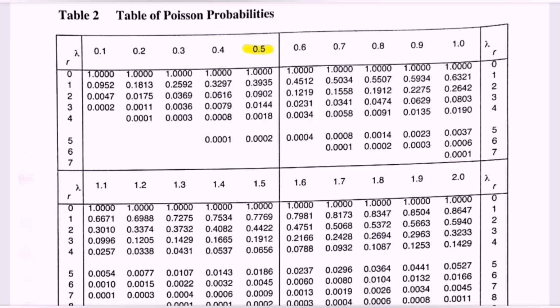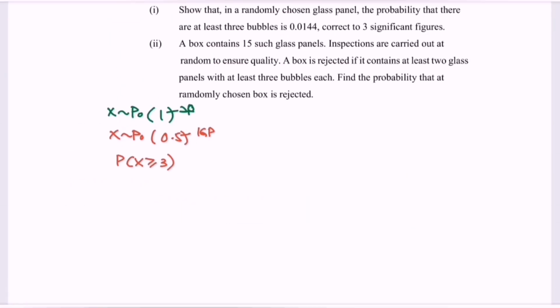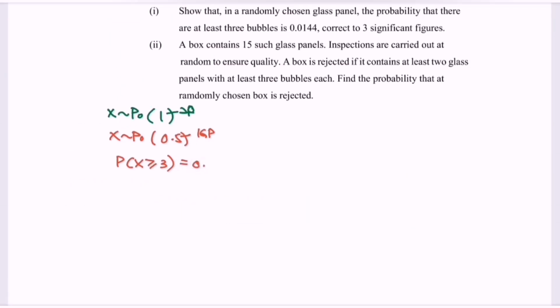So here we have the 0.5. The question mentions that X must be greater than or equal to 3, so here we have the 3. If we refer to the table, here we have 0.0144. So we can write that, we already showed the situation. Kindly refer to the second question: a box contains 15 such glass panels. Here they mention 15 glass panels, meaning that n is equal to 15.